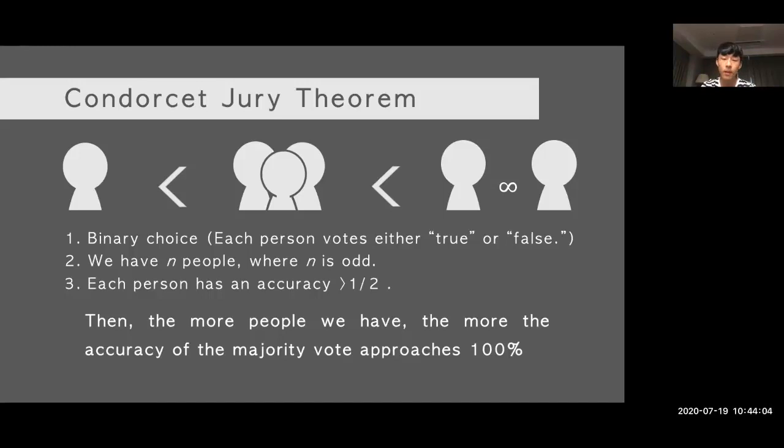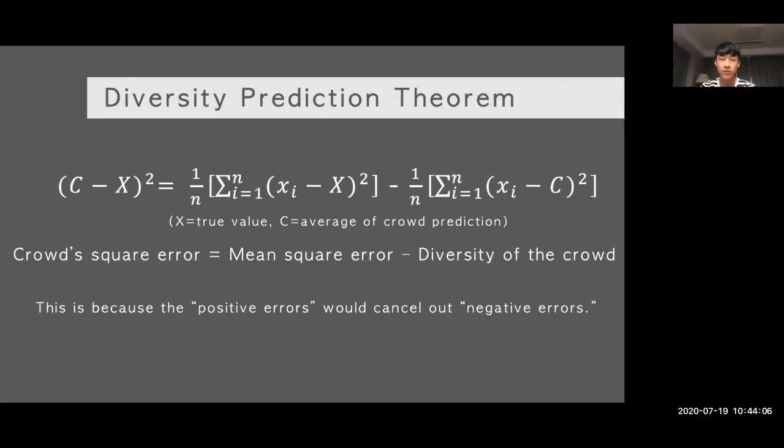So from this, we can know that having more models is going to be probably far more accurate. In the context of numerical predictions that we are making, we have something called the diversity prediction theorem. In the equation there, C represents the average of the crowd prediction, while X represents the true value of something. You can prove the equation by just expanding the brackets, and you would get that the equation is right. But what we can know from that equation is that the crowd square error equals mean square error minus diversity of the crowd. So this is just simply saying that the crowd's error would decrease if the diversity of the crowd increased. And this is because the positive errors would cancel out the negative errors.